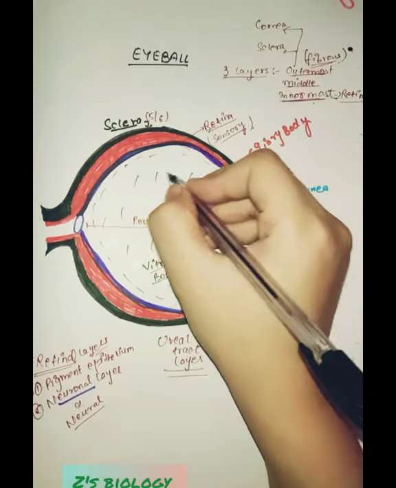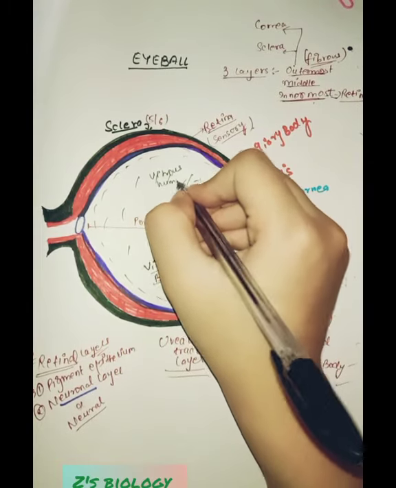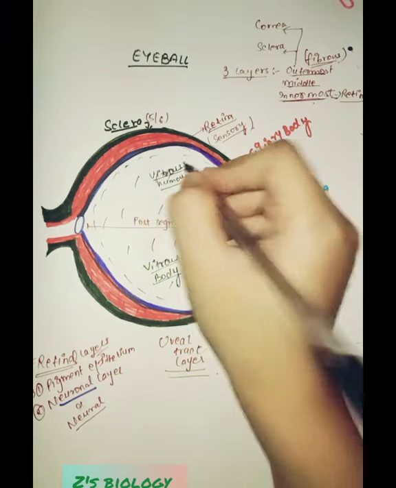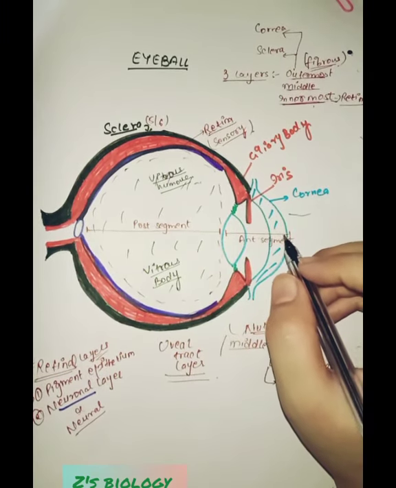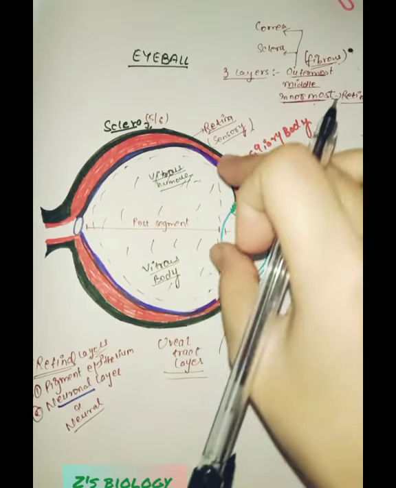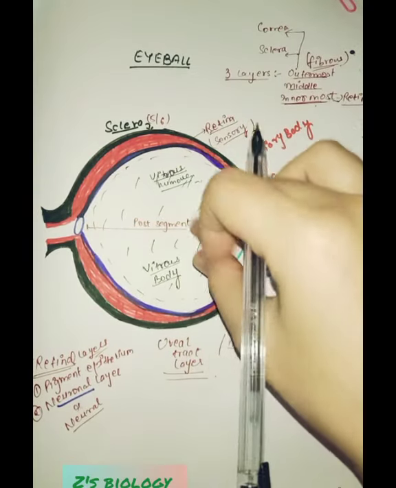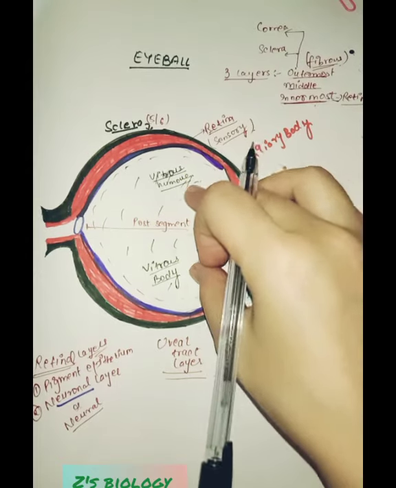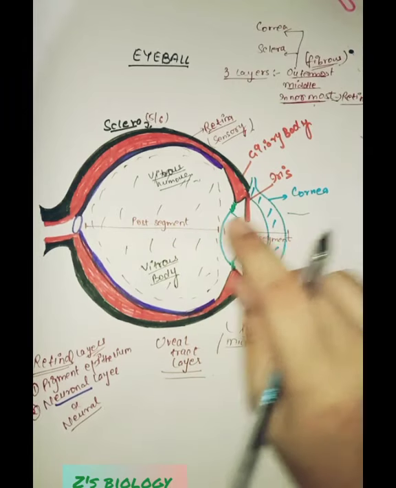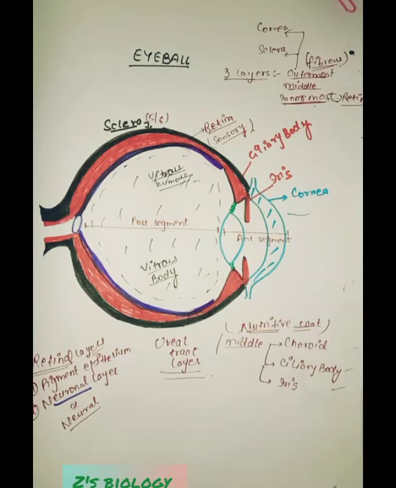It is filled with this substance. What is this? Vitreous humor. So it's an important fluid in the eyeball, in the vitreous body from the lens up till the retina, and this part is filled with a jelly-like substance known as the vitreous humor. So apart from the vitreous humor, there is one more very important fluid in the eyeball. There is the aqueous humor.